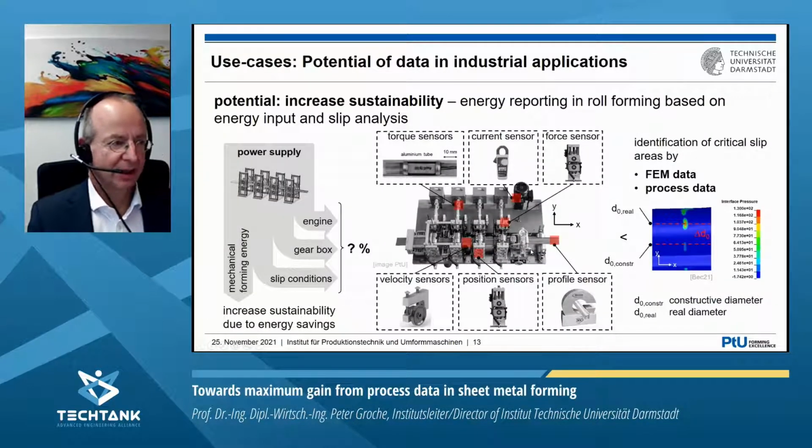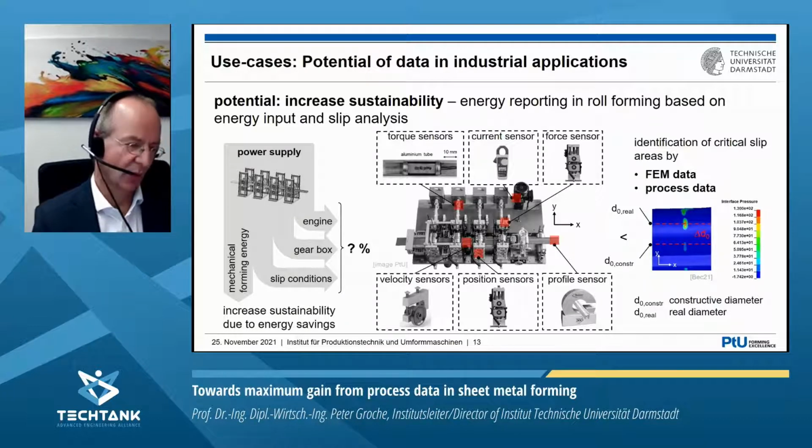Well, in our next example, we would like to show how we can increase sustainability. And this example is not only selected for increasing sustainability, it is also selected because in this case we don't need a data-driven model. We can use a conventional engineering model which is based on features which we derive from our physical knowledge. This example is coming from a roll forming technology, where you see that in modern roll forming lines, we have the possibility to also acquire a lot of data.